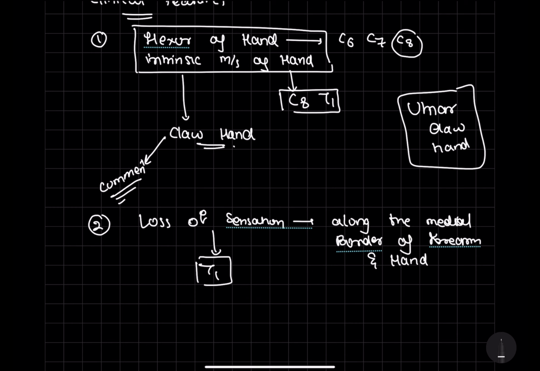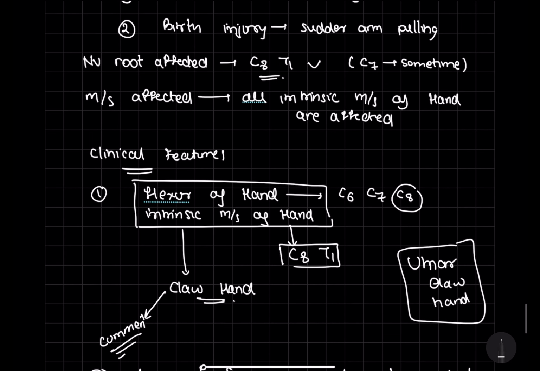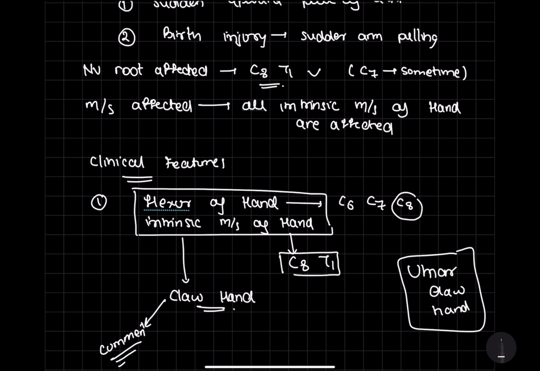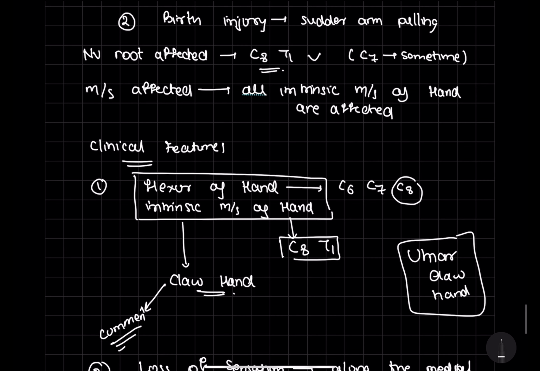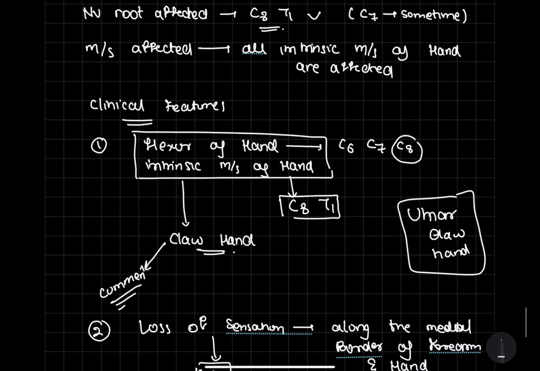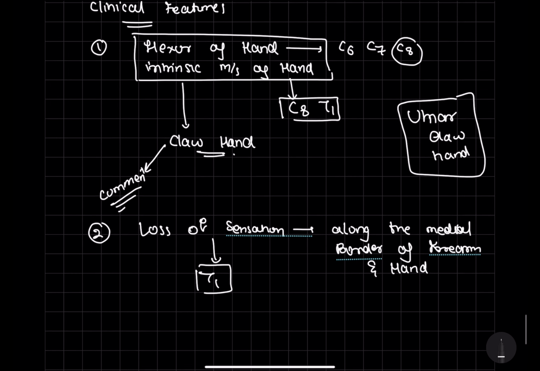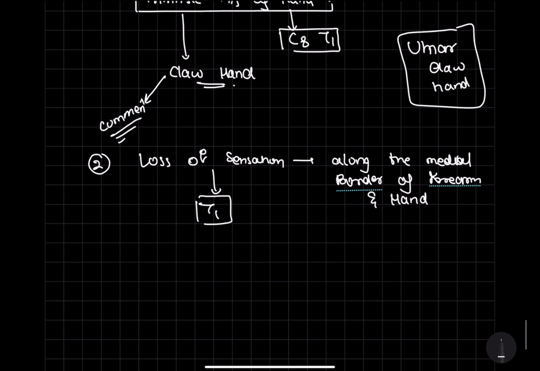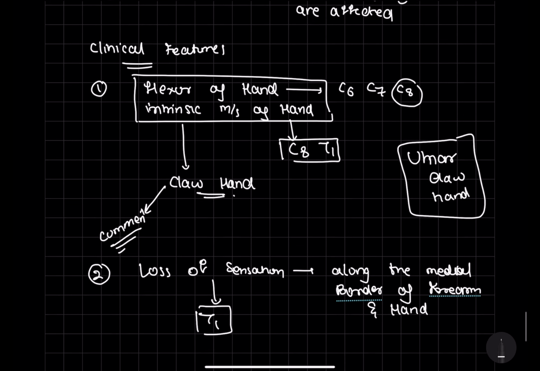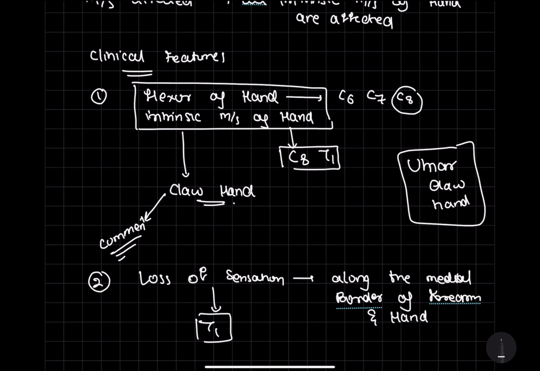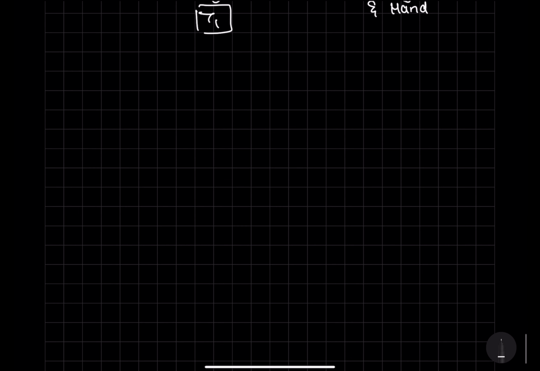Now I told you that in Erb's palsy there are no autonomic signs that we have seen. But that is not the case with Klumpke's paralysis. In Klumpke's paralysis, Horner syndrome is also seen. In a 2-marker question, they might ask you what is Horner syndrome, or in a 10-marker question related to the brachial plexus, they might ask you in a sub question for 2 marks what is Horner syndrome. So you might not want to leave it.